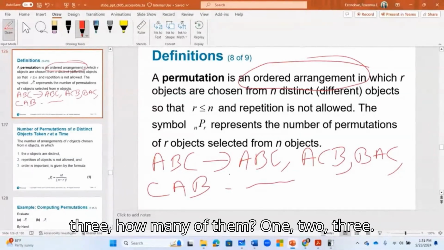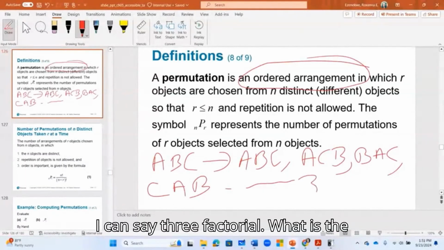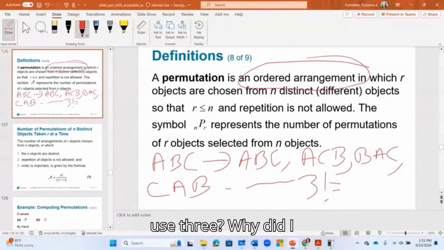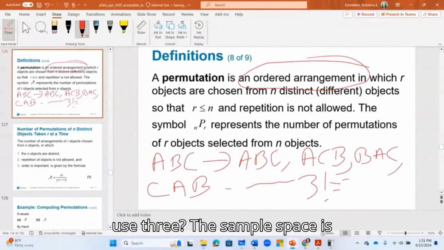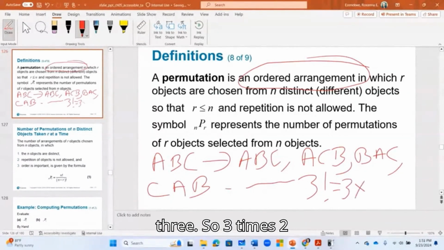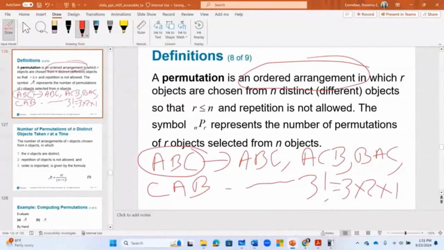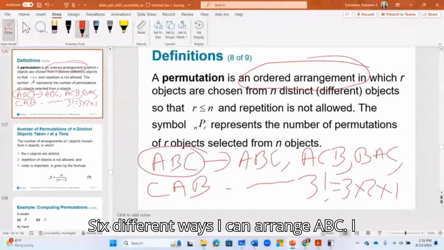I can say 3 how many of them? 1, 2, 3. So I can say 3 factorial. Why did I use 3? The sample space is 3. So 3 times 2 times 1. 3 times 2 is 6. So actually, there are 6 different ways I can arrange ABC.